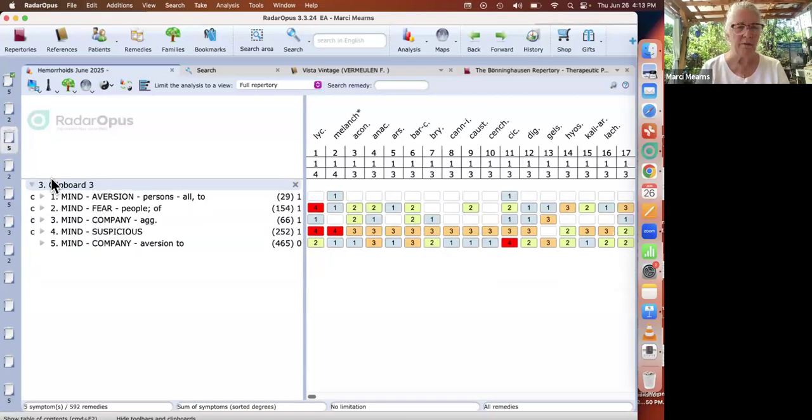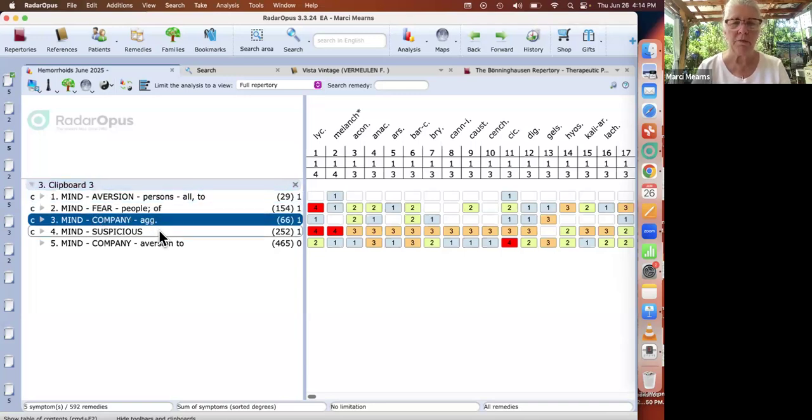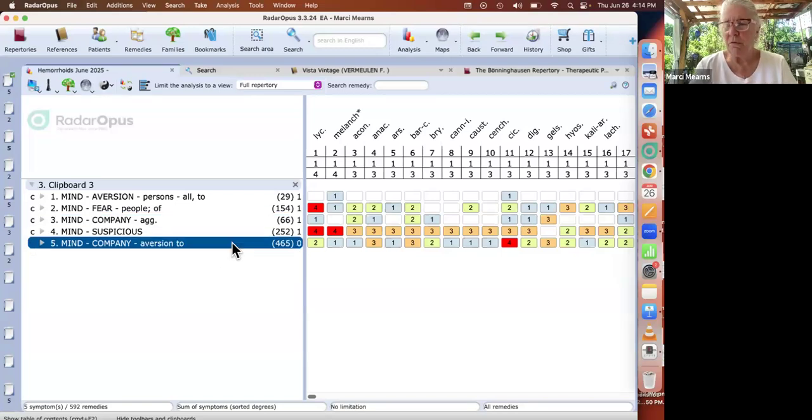So let's see what we have here. Okay, these are the mentals. Aversion to all people. Remember, she just does not want people around. Remember, she said she's suspicious, people are untrustworthy, all of the above. I just took fear of people, company aggravates, aversion. I took all 4 of those and lumped them together in one symptom. I also took aversion to company and just threw it in there. Why? Just in case. It's not affecting the analysis here because I have it zeroed out. So you'll notice that effectively on clipboard 3 for the mentals for this patient, I only have 1 symptom. You see that? Remember our sum of symptoms, just 1.